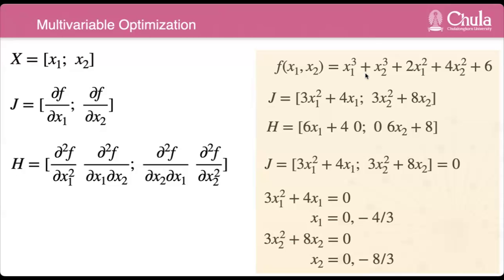Okay, so how many points do we get? 2 points? No, not 2 points. 4 points, right? Totally: 0, 0; 0, minus 8 over 3; minus 4 over 3, 0; and minus 4 over 3, minus 8 over 3. Okay, totally we have to test 4 extreme points.